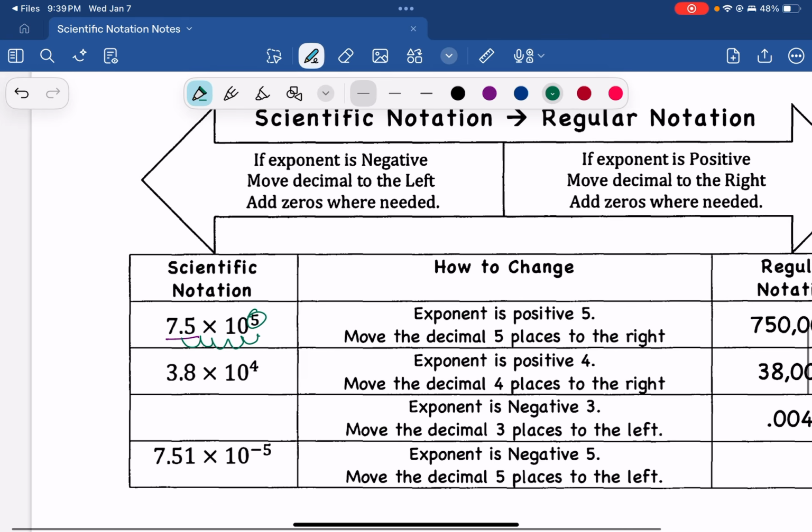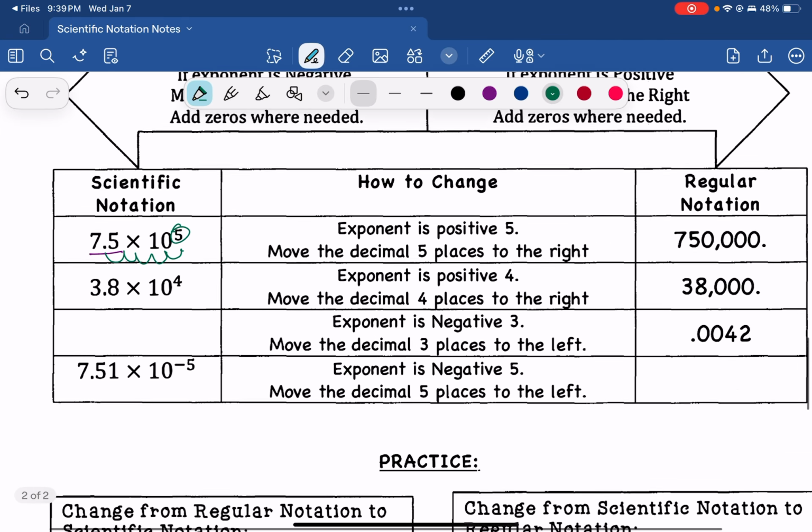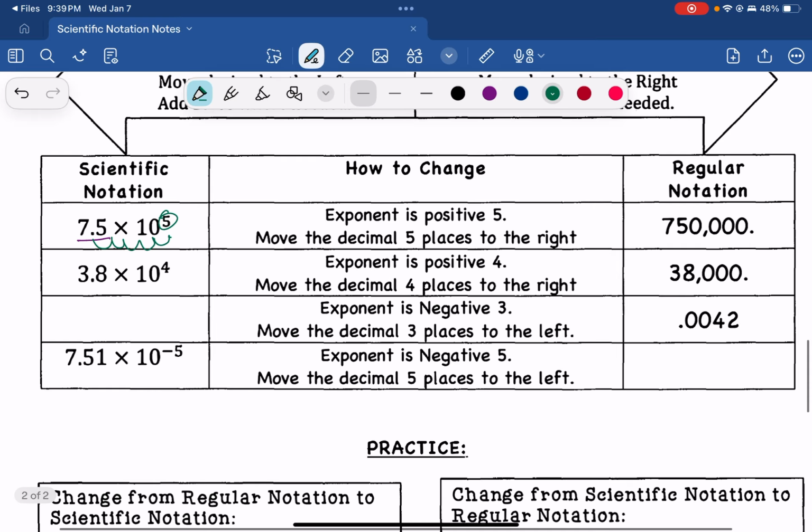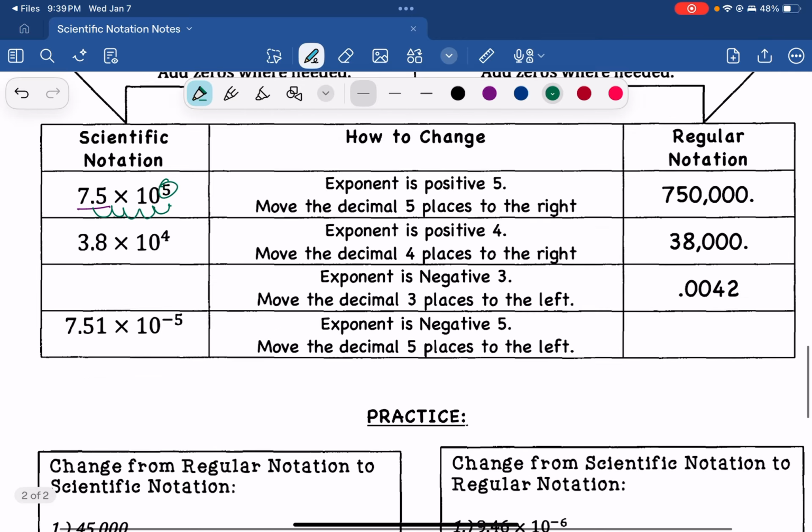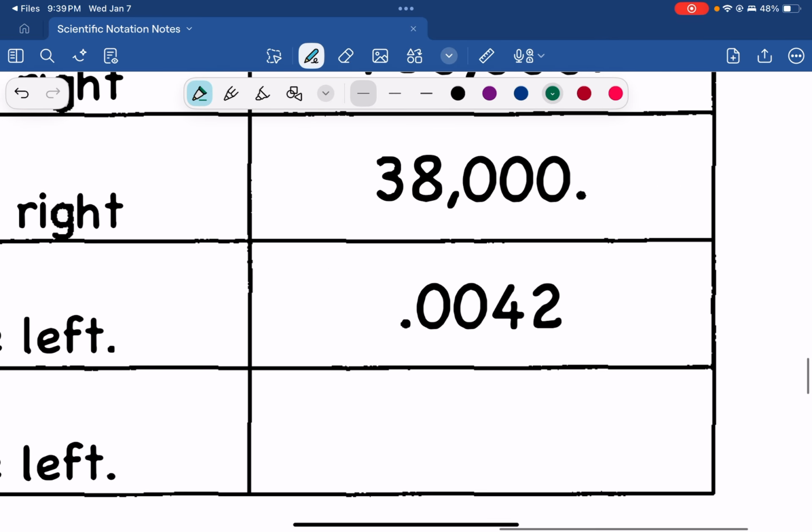Take a moment and review the first 2 examples that are already written on how to do them. Okay, let's go and look at the third example here. Our number is 0.0042. Our decimal should go between these digits because the first thing I said was 4, so it should go after the 4.